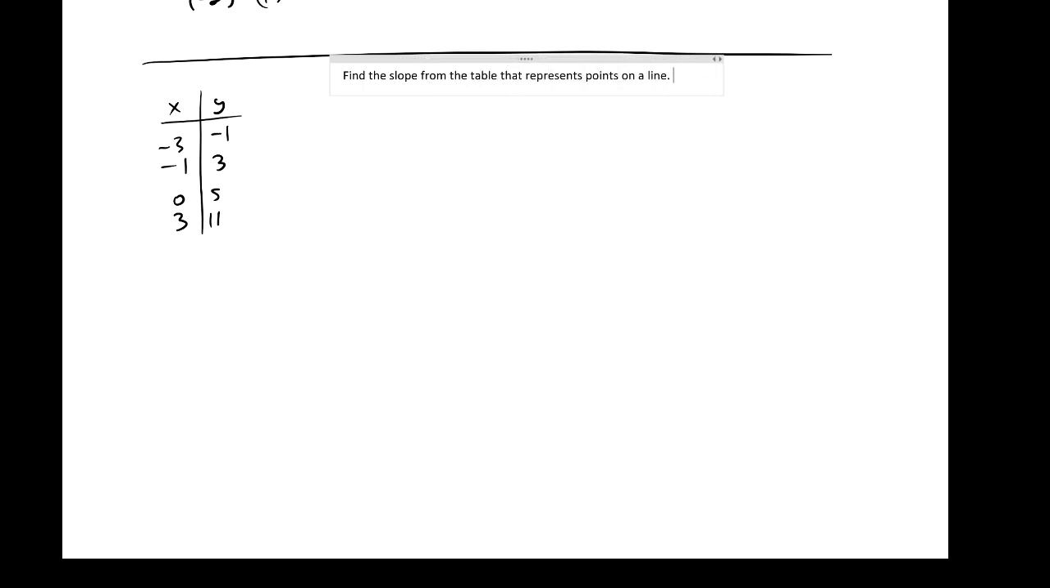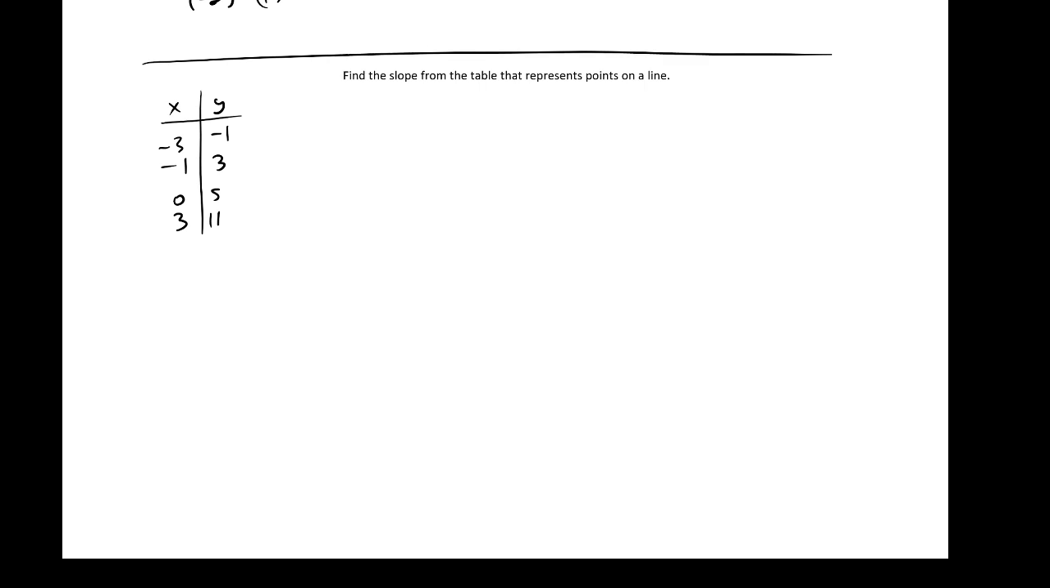Next, we're going to look at a couple tables here. X over y, we have -3, -1, 0, and 3. Then y's, I have -1, 3, 5, and 11. And what we're going to do here in our directions is it says that we are going to find the slope from the table that represents points on the line, okay?